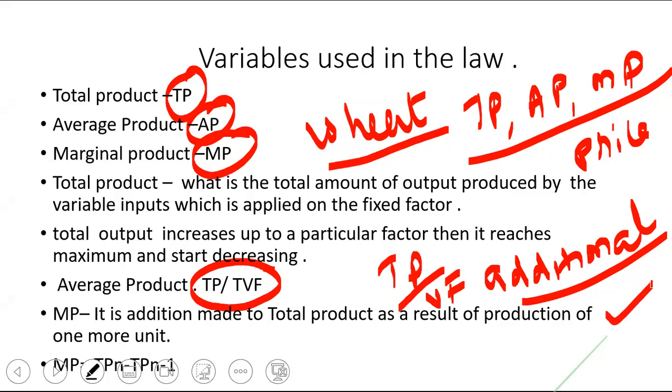Marginal product is the additional amount added to the total product. There are three names you will have to study here. One is the total product, second is the average product, third is the marginal product. Total product is the total which is produced. I told you, 100 quintals of wheat. That is total product. Average is total divided by the variable, total divided by the number. Marginal is the additional product.